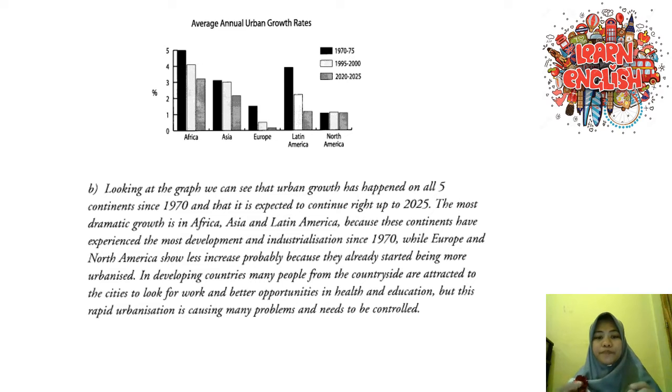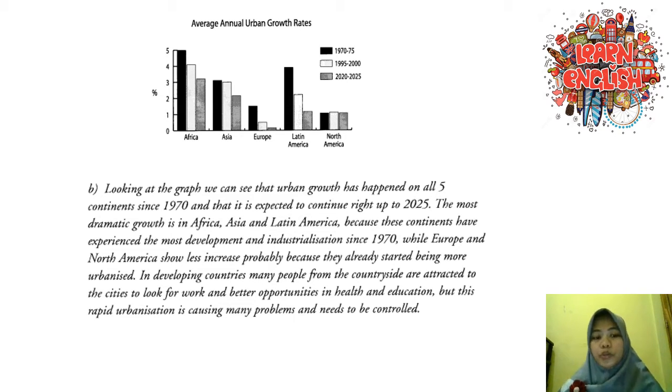Okay, and then here you have such kind of additional information, like North America shows less increase probably because they already started being more urbanized. In developing countries, many people from the countryside are attracted to the cities to look for work and better opportunities in health and education, but this rapid urbanization is causing many problems and needs to be controlled.